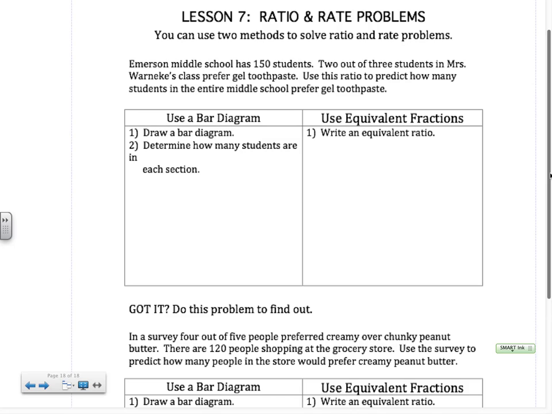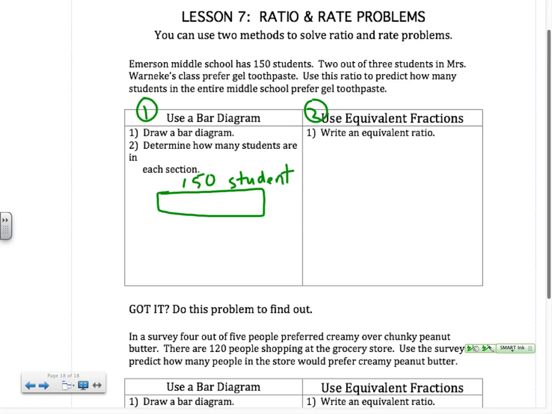I'm going to show you 2 different ways. This first way is really like a model showing you how to do it. The second way is the mathematical way. You can use whatever way you want. I have a feeling you guys are going to want to use equivalent fractions. But let's look at our bar diagram first. I'm going to draw a long bar, and that's going to represent all 150 students at Emerson.